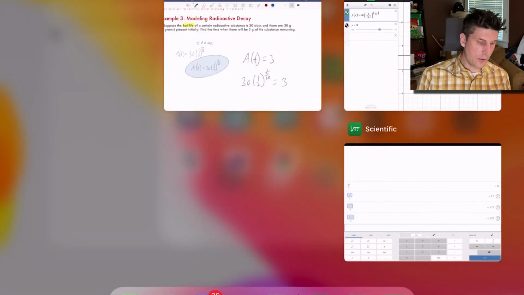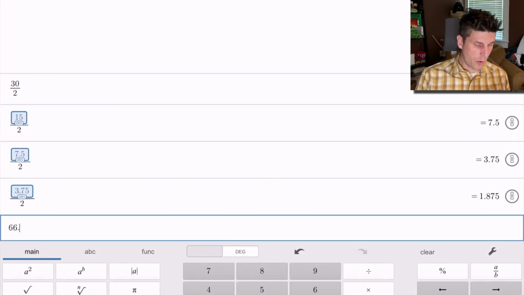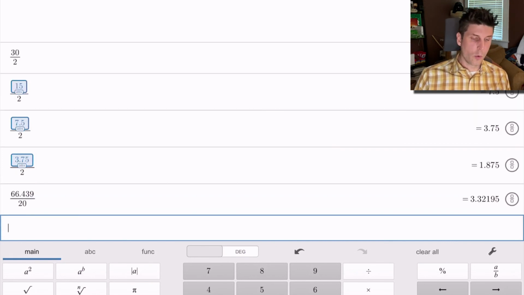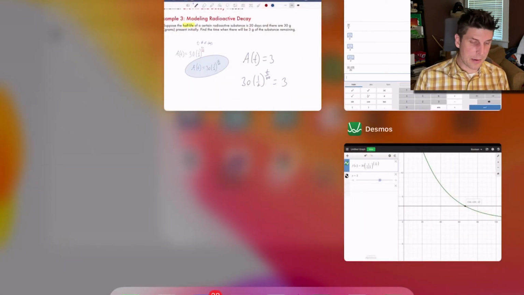And if you look here, we have 66.439, and if I were to take 66.439 and divide that by 20, because that's how many days have elapsed, divide that by 20 days and you get 4.321, blah, blah, blah. Okay, that's how many half-lives. They didn't ask us how many half-lives. I'm just saying, you can kind of get an estimate for how many 20s have gone by, right?